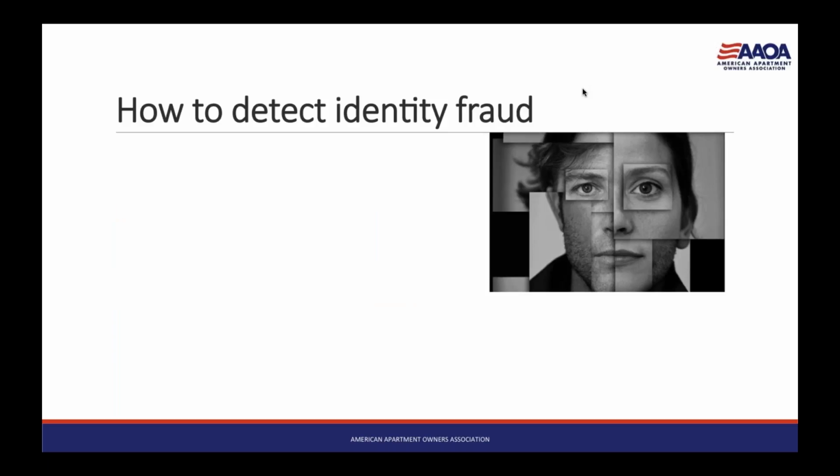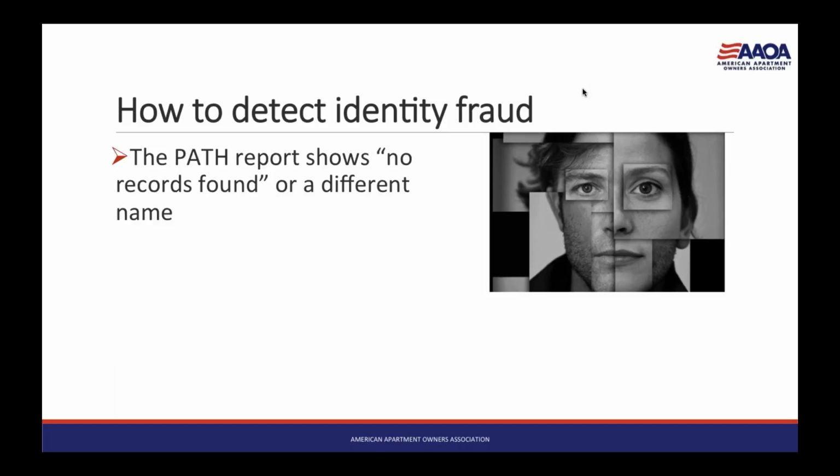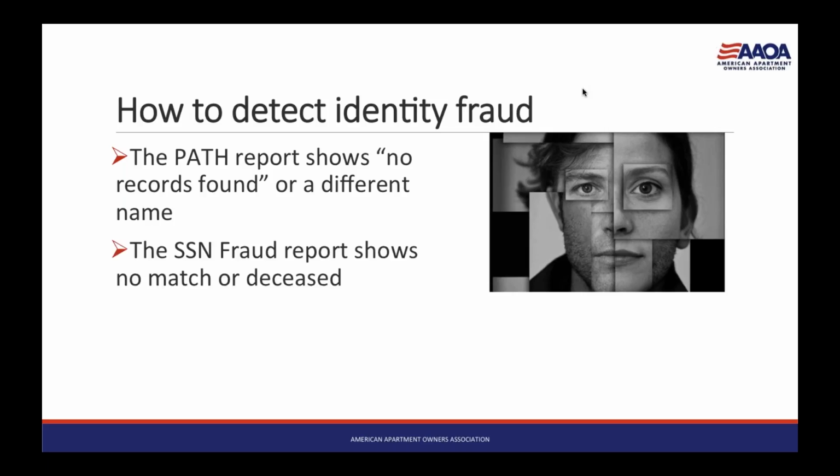And just a quick note here on how to detect identity fraud. If you run that past address report and you see no records found, or there's a completely different name on that, that could indicate the person has no address history because they don't have any sort of record of themselves on the map. Sometimes that happens if they're young or if they just came to the country, but if that's not the case, that's kind of a red flag. Or if there's a completely different name, then the social security number is probably incorrect altogether and belongs to whoever's name is on the report.